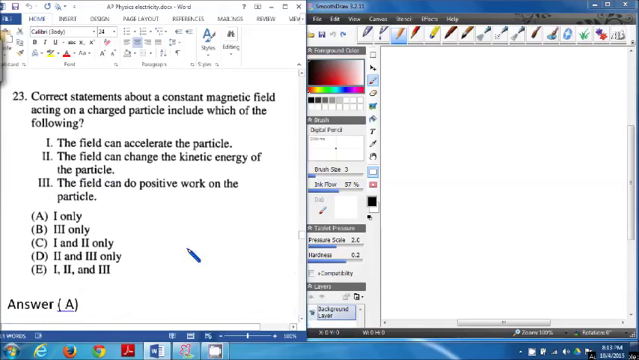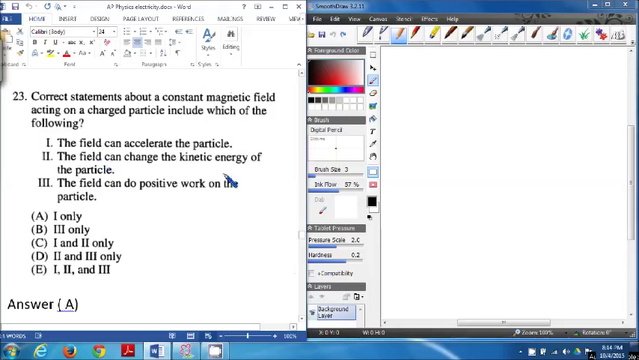Correct statements about a constant magnetic field acting on a charged particle include which of the following? If the field is constant, a magnetic field, it acts on the charge. So we know that the force that is acting is V cross B. So the field can accelerate the particle. Of course, if it is not in the direction of the motion of the particle, then the field can accelerate the particle.